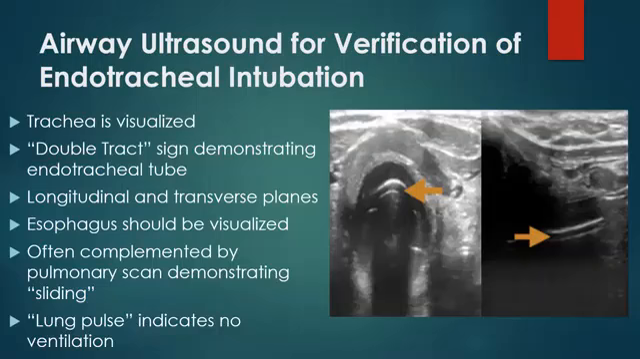You can also verify endotracheal tube intubation. Here the trachea is visualized, and you can also notice the double track sign, which is demonstrating an endotracheal tube. You can also get the sagittal view over here in the right panel. So you get longitudinal and transverse planes, and the esophagus should be visualized as well. And if that's the case, then you're able to verify that it's not in the esophagus. And it's often complemented by a pulmonary scan demonstrating sliding. Some people like to use lung pulse, but sliding is so much quicker.